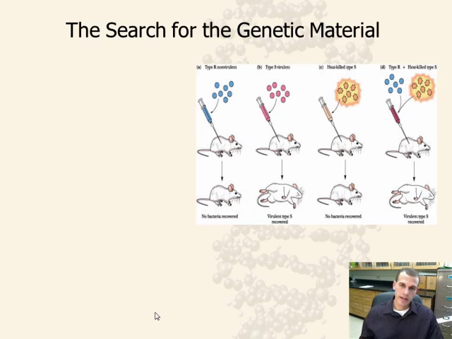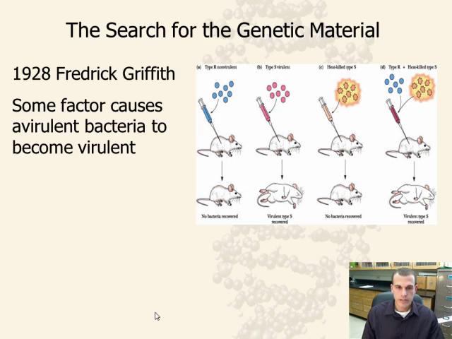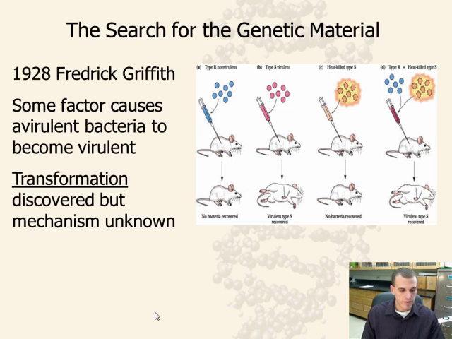So that's 1915, with the chromosome work T.H. Morgan put out there. Then there's another scientist that came about in 1928. His name was Frederick Griffith. Getting some of the basic information up here for you, you can see what Griffith did. He said some factor causes avirulent bacteria to become virulent bacteria.